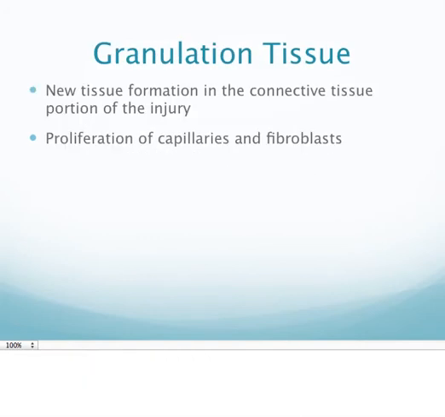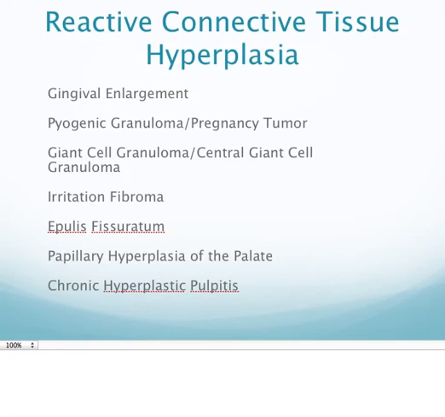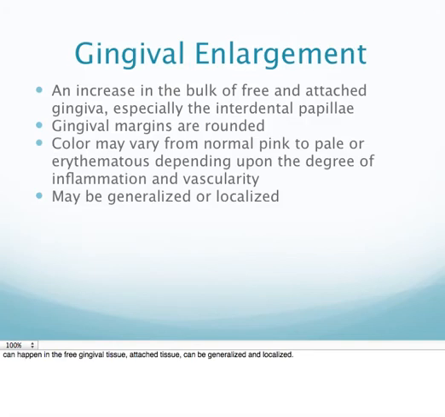Let's review real quick what granulation tissue is. It's new tissue formation in connective tissue around the injury. It's the proliferation of capillaries and fibroblasts. So these are the culprits of the lesions in this group. There are 7 lesions. So here we go.